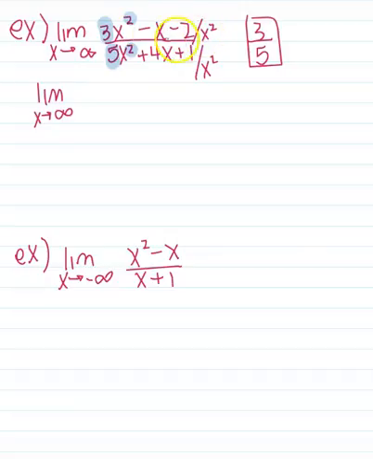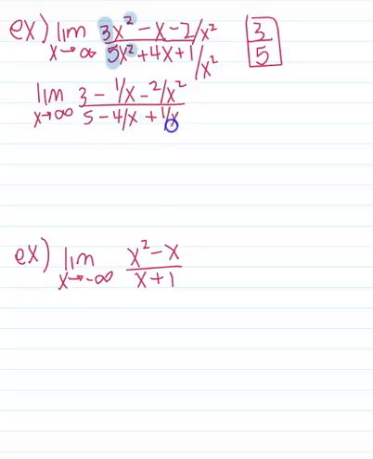So every single term on top needs to be divided by x squared. So the x squared in this first term gets canceled out. X over x squared, 1x is left. And then minus 2 over x squared, nothing cancels, so both of them are left. And then I divide 5x squared over x squared, leaves just the 5. 4x over x squared is a 4 over x. And then plus 1 over x squared.